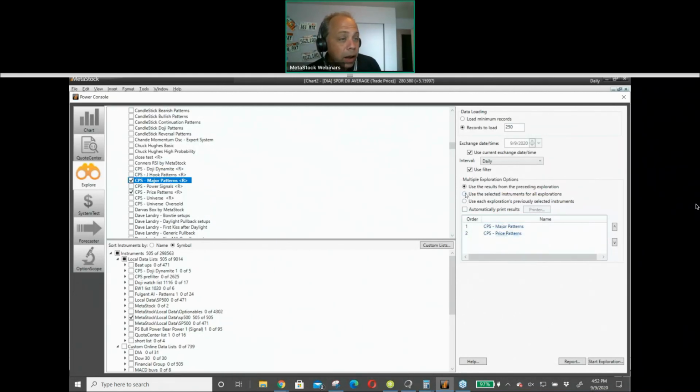Okay. If I wanted to run a scan against the whole S&P 500 for both lists, I basically just use the selected instruments for all explorations. And so I would run S&P 500 or whatever you selected through both of the explorations, or use each exploration's previously selected instruments. This is a little bit more advanced, but it'll pick the same list you used last time to run that scan. So typically you're either going to use this one, which is using the results and filtering it and then filtering it again, or this one.